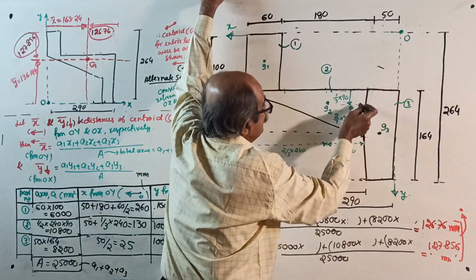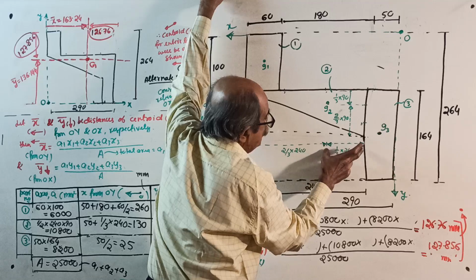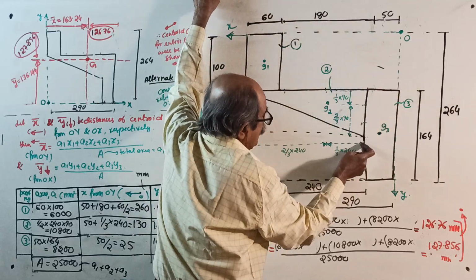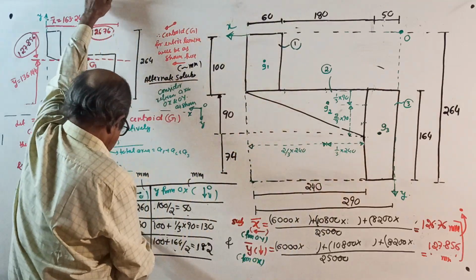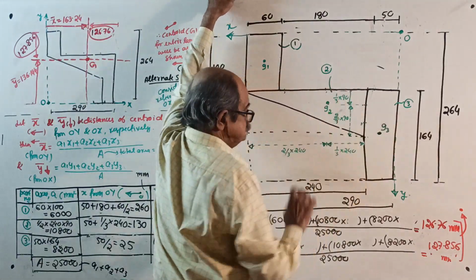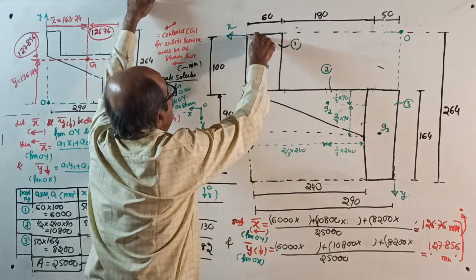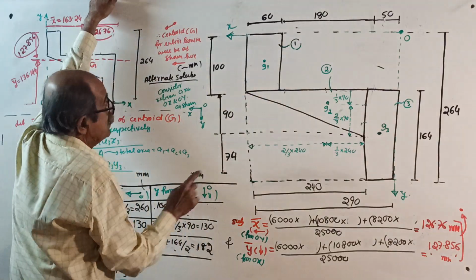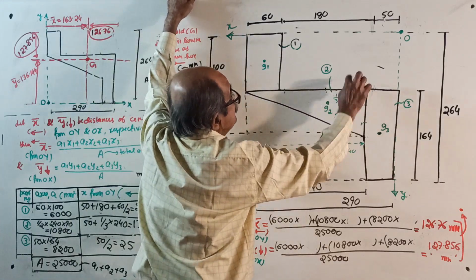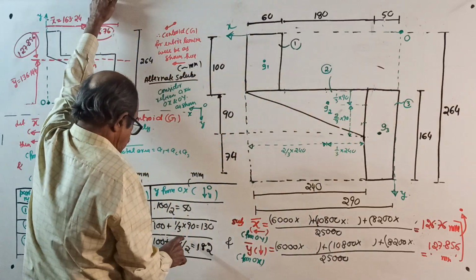50 plus, from here up to here is 1/3 of 240. So 50 plus 1/3 of 240. I wrote here X3. Oh, center, directly half of 50 over. Y distances from top: Figure 1, 100 by 2. Okay. Figure 2, 100 plus this distance. See, from here to here is 100 plus 1/3 of 90.